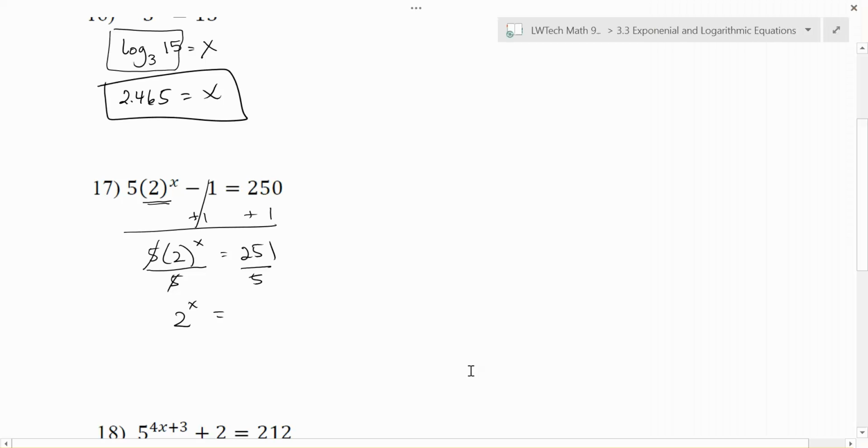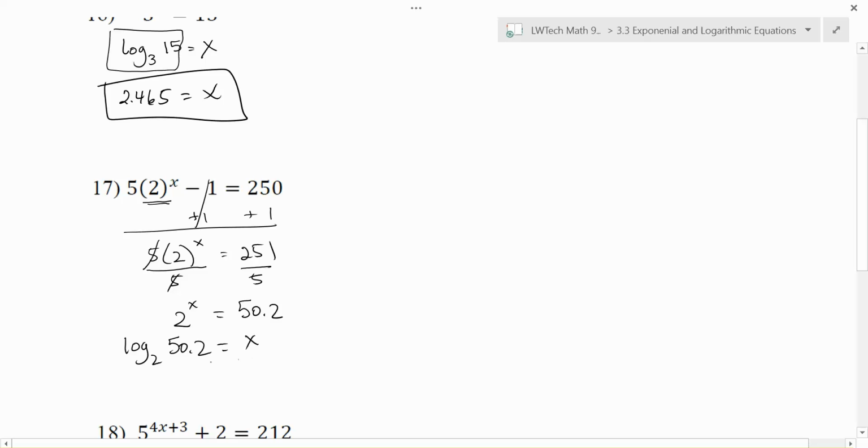Which is 50.2. And now I've gotten the exponential part of my expression by itself. In order to finish solving this problem, I do need to get the x on the main level, and the only way to do that is to switch it to logarithmic form. So rewriting this equation, I have log, my base is 2, zigzag over here to pick up the 50.2 is equal to the exponent, which in this case was x, and it's now all by itself.